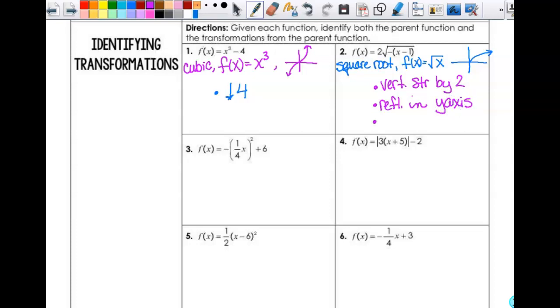And then I have that -1. It's on the inside, so it's affecting x. So it's going to be a horizontal translation. Am I going to go to the right or the left? X is a liar. To the right. It looks like it should be left, right? X is a liar. I'm going to the right 1.